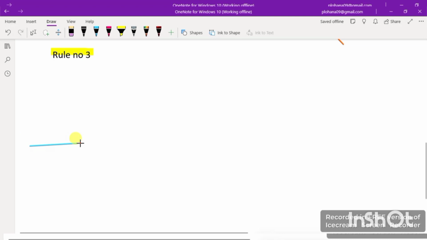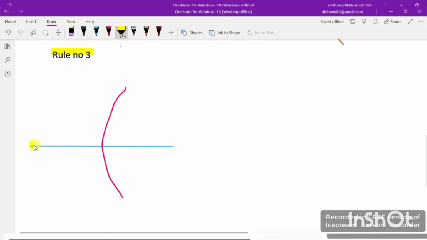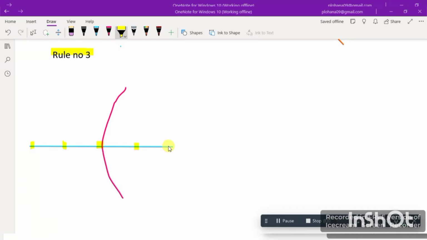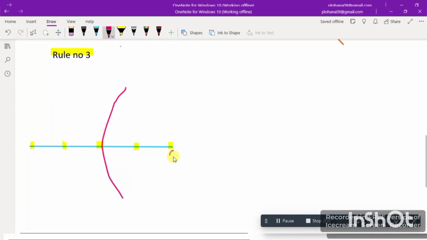Suppose this is the principal axis, right? Here I'm making the convex lens. This is going to plot the points. This is C, this is F, focus point, this is F. And again we do have a center of curvature here too. So let me label it first so that it can be clear to you. This is center of curvature. This is focal point. This is P. Again this is focal point.